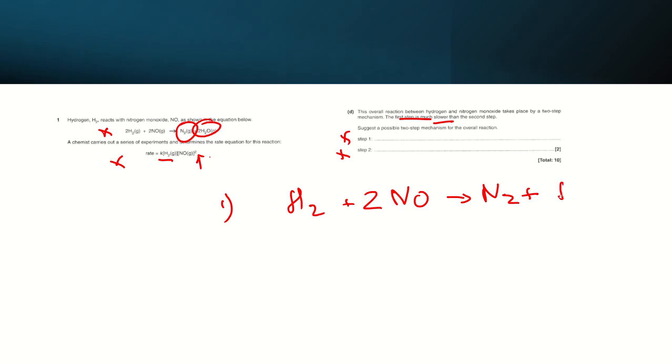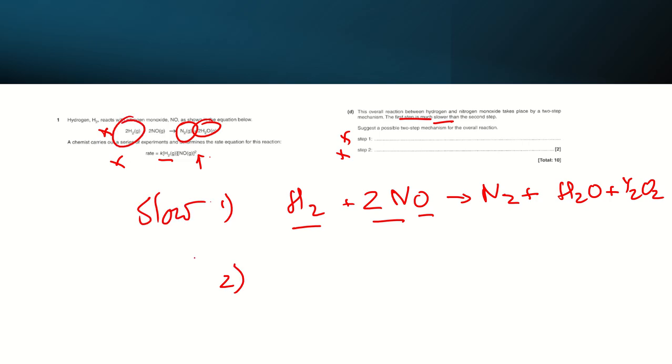Do I have enough left to make water? Yep, I do. Now that means I've used my 2 hydrogens here. I've used my 2 nitrogen, but I've only used 1 oxygen, so I have to remember to bring my oxygen through. And I can't write O on its own. It's got to be half O2. So far we have reacted 1 hydrogen, and that was in the slow step, just remember.